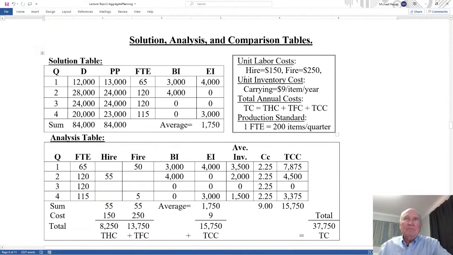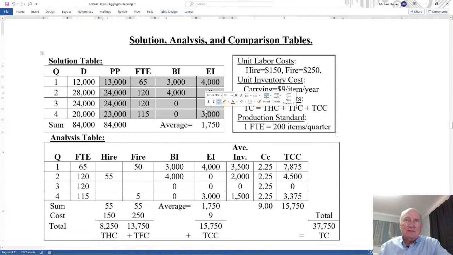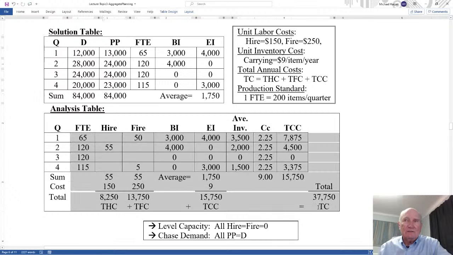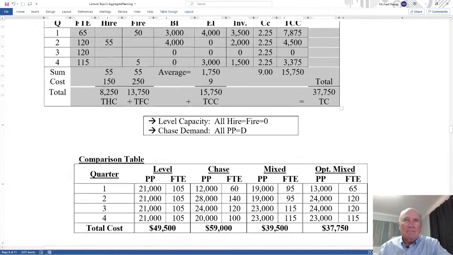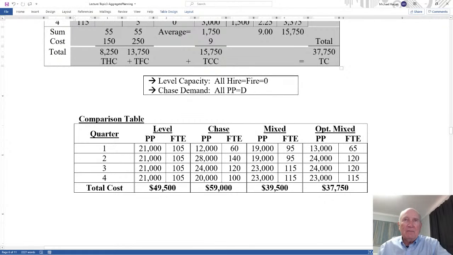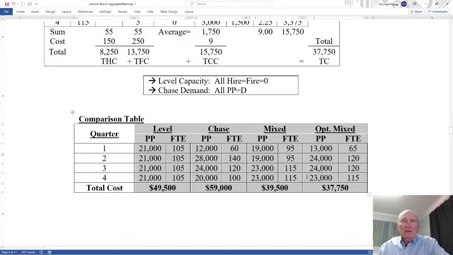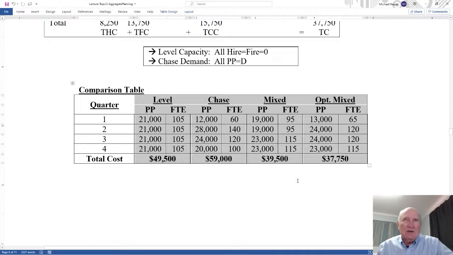So now, my solution, analysis, and comparisons tables. So here's my minimum cost plan. I take this, create my solution table. I bring it down here and create my cost analysis table. Okay, and now I can compare my level, chase, mixed, and my optimal, my minimum cost mixed, and there they are. And that's just for this cost comparison analysis. Then I can have other types of analyses.